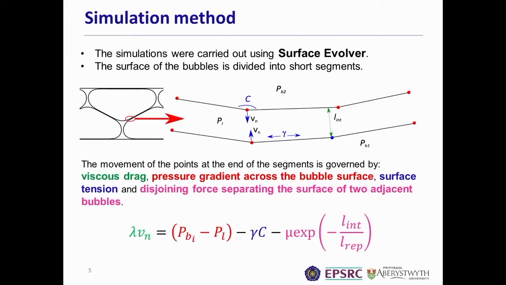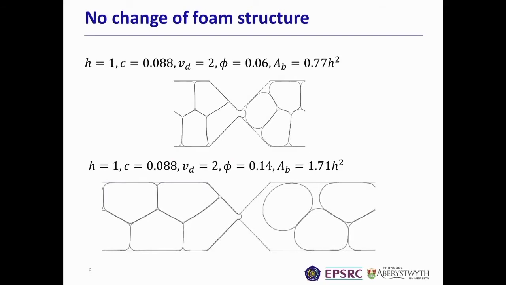In the simulation, we divide the surface of the bubbles into small edges, and we calculate the movement of the edges based on the force balance. The balance is between the viscous drag, the pressure gradient between the inside of the bubble and the liquid in the film, the curvature, and the surface tension. The bubble is created using surfactant, and it creates a gradient of surface tension, and also the curvature, which is basically how much the surface of the bubble bends. And this one is the disjoining force, which determines how much one bubble separates from the other. So these are the phenomena we have.